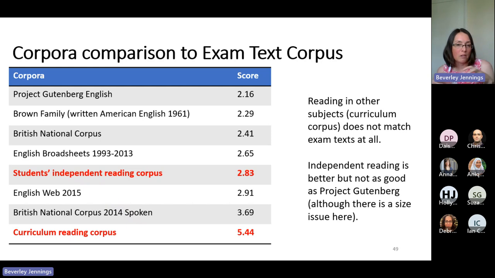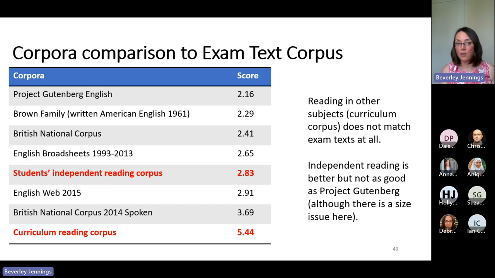Obviously I have to remember that's a very small corpus, probably under 20 books, but what's interesting is it's still a better match than the curriculum reading corpus, which is right down here, just because having looked at it, of all the technical language I've got, stuff from science and technology and computing and things like that, it's really not like the kinds of text that you get in the exam at all. So I think that knowing that what students are reading in lessons is really not a good match for what comes up in their English language exam is quite an interesting finding.